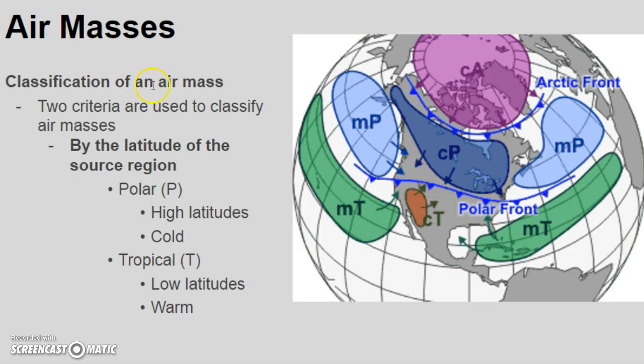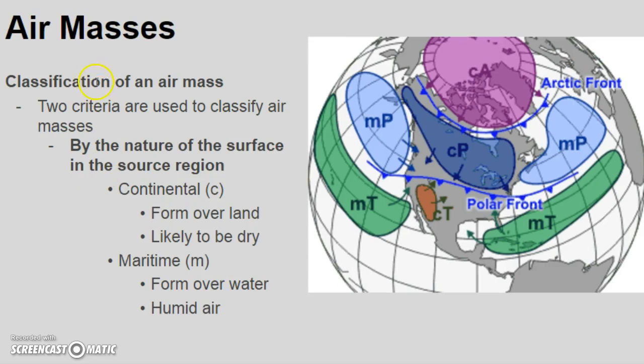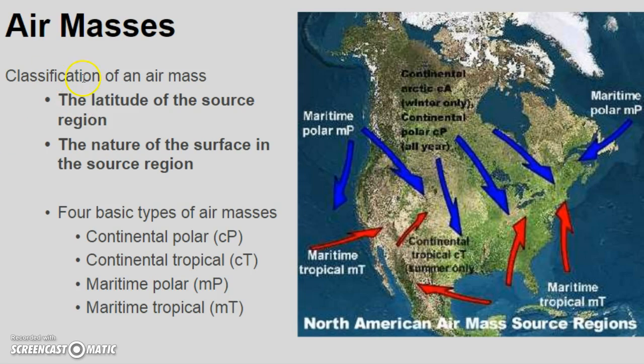So for the classification of the air mass, there are two criteria. One is the latitude of the source region. Polar air masses come from high latitudes, and they're generally cold. Tropical air masses come from lower latitudes, closer to the equator, and are warm. A second criterion is the nature of the source region itself. Continental forms over land and is generally dry. Maritime forms over water, and it's going to be humid. It's going to have moisture available. So the two features are the latitude of the source region and the nature of the surface in which it was found.